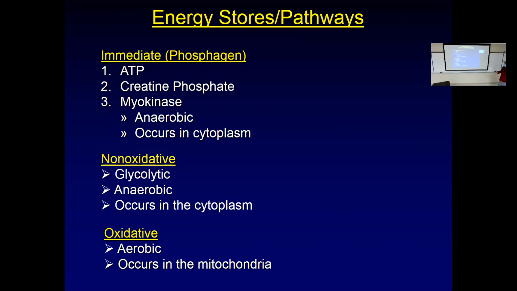Okay? These two, the immediate phosphagen pathways and the non-oxidative pathway, occur in the cytoplasm of muscle cells. That's really important that you guys remember. Okay? They occur in the cytoplasm. The oxidative pathways, right? These are what we are commonly going to refer to as the aerobic pathways. I like to call them aerobic rather than oxidative, but oxidative is probably, from a biochemistry standpoint, the more absolutely correct way of doing this.